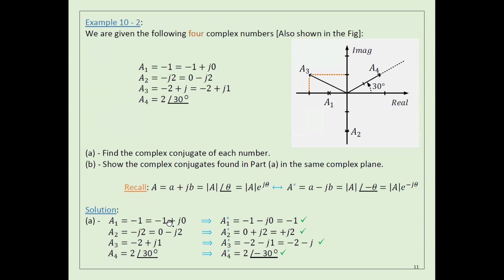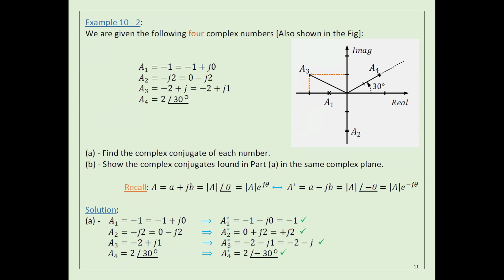Here this is just a practice. How can you calculate the conjugate? Let's see this example here. You have the real part plus 0j. So that means if the imaginary part is positive, it has to become negative. So the conjugate of negative 1 is negative 1. They are the same. It's just a special case because we don't have an imaginary part.